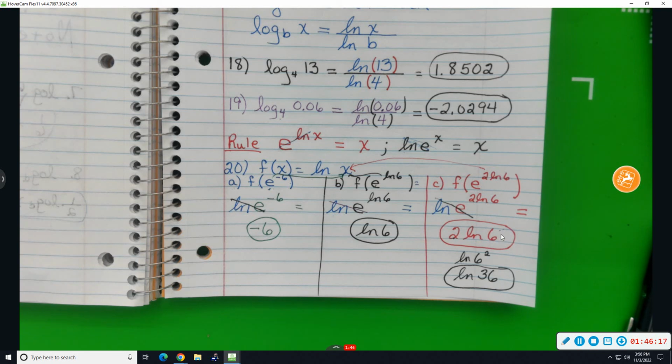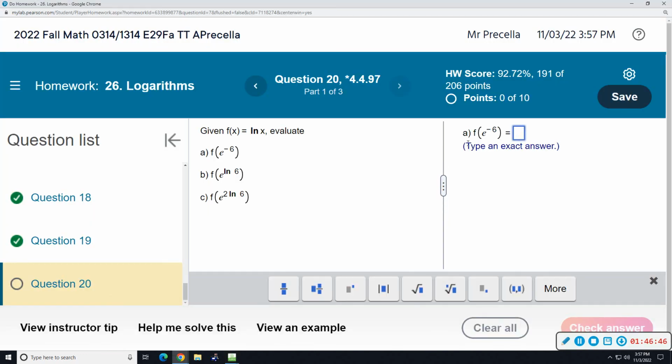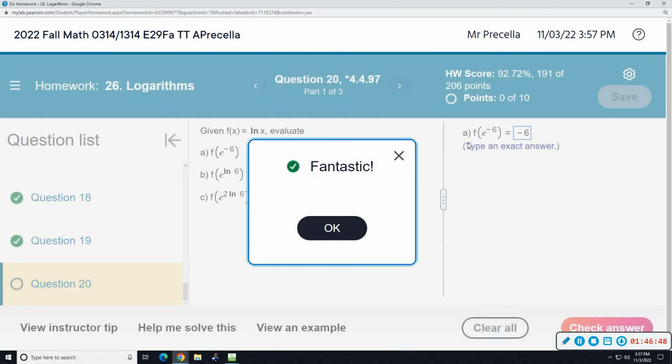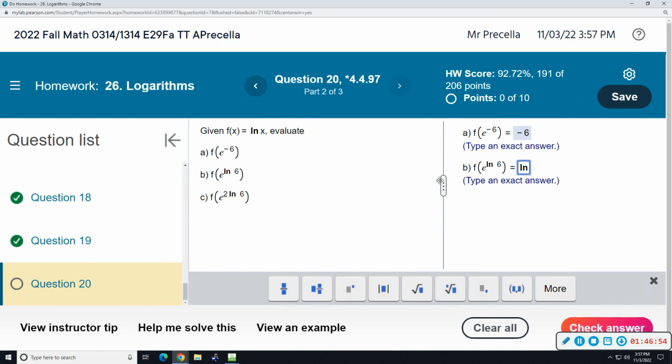But for this particular problem in Pearson, you can just stop at 2 ln 6. I remember there was a multiple choice problem years ago in the test bank, and they left it at this point. The answer they wanted had the number in front of the ln 6. So we just stopped there, but I bet you they'd take ln 36 too. Negative 6, negative 6, and ln 6.